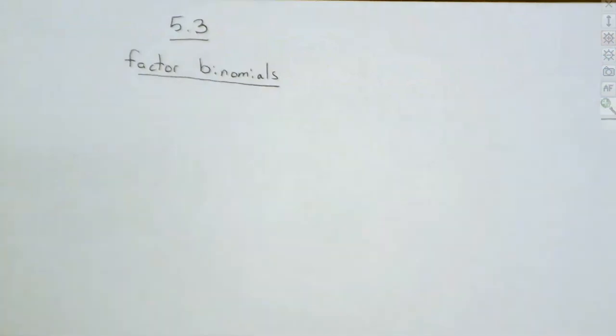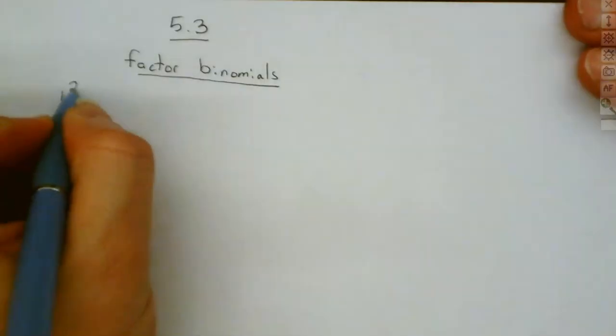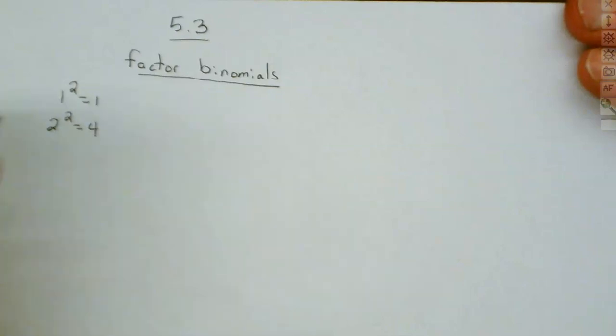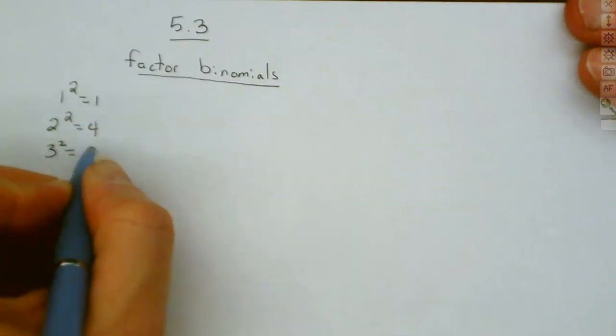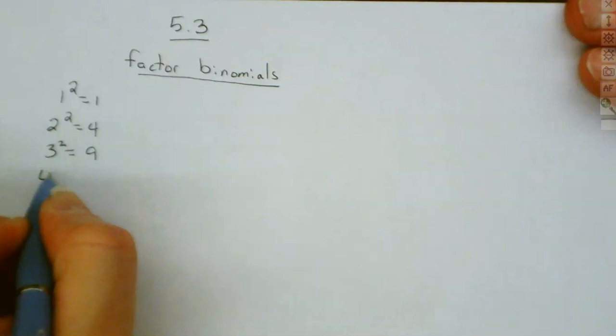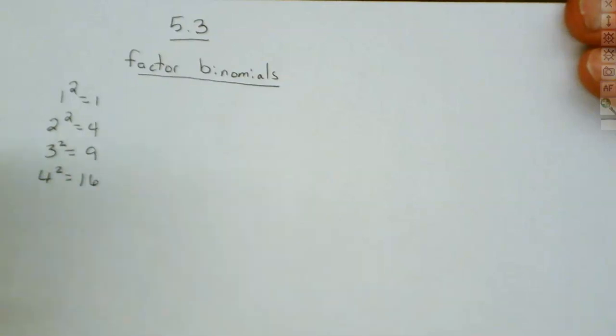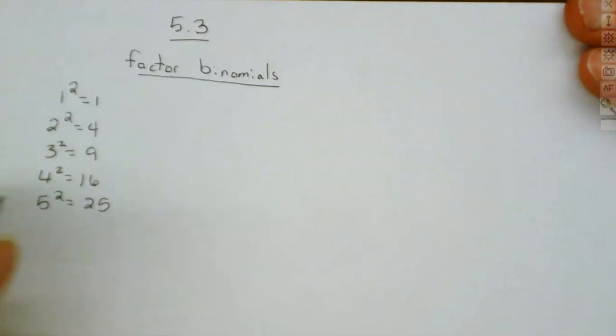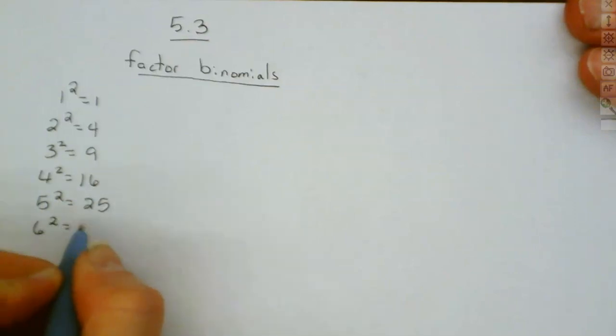So we're going to go all the way up to 12 squared. So we'll start with 1. And we know that 1 squared is 1. 2 squared is 4. 3 squared is 9. 4 squared is 16. 5 squared is going to be 25. 6 squared is 36.